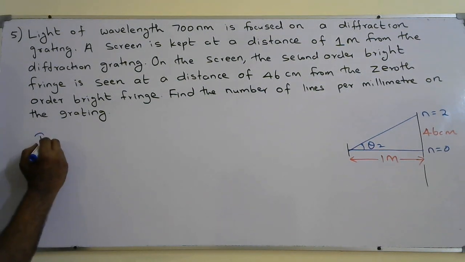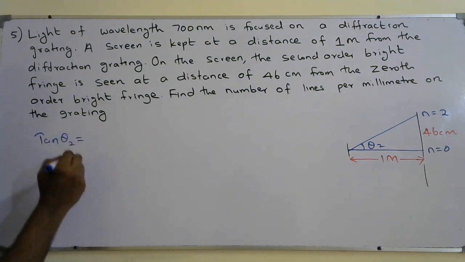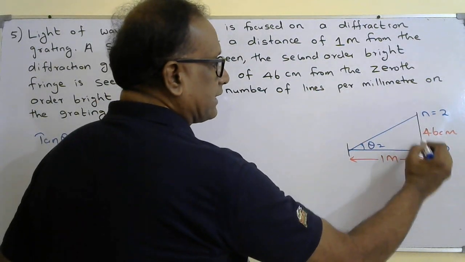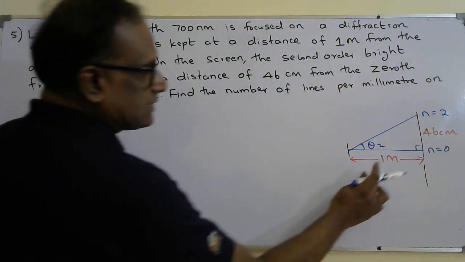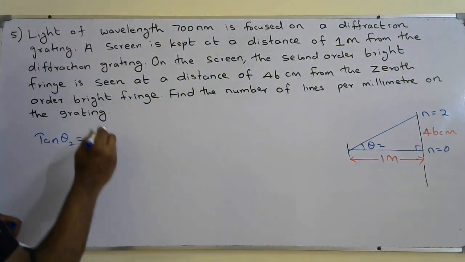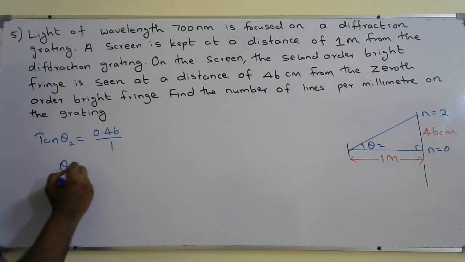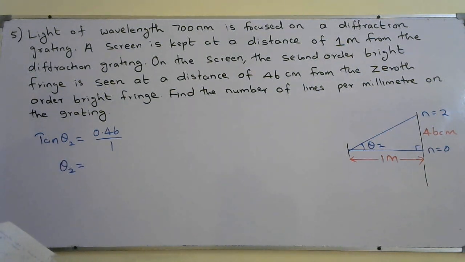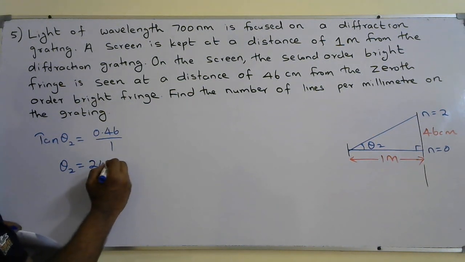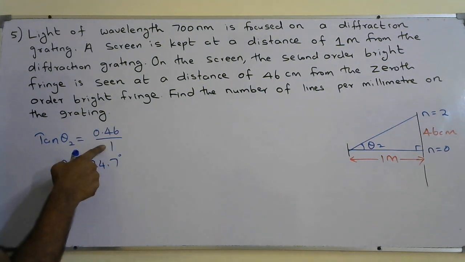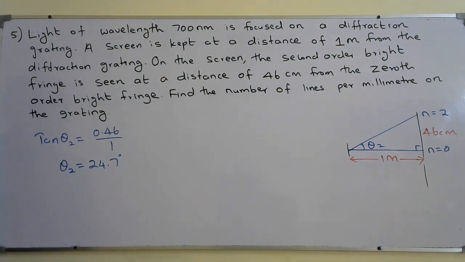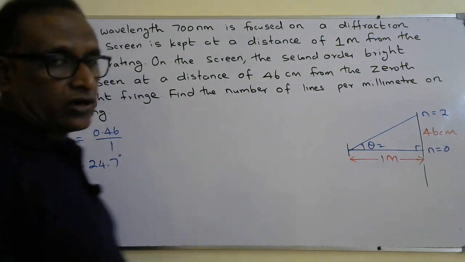So tan θ2 equals opposite over adjacent. I consider this right angle triangle, this is 90 degrees, 46 centimeters, this is 1 meter, so 0.46 meter divided by 1 meter. From this find θ2, so that will be 24.7 degrees. You can put 46 over 100 or 0.46 over 1, either way, same unit in numerator and denominator. So that's going to be 24.7 degrees. That's θ2, the angle of diffraction for the second order bright band.